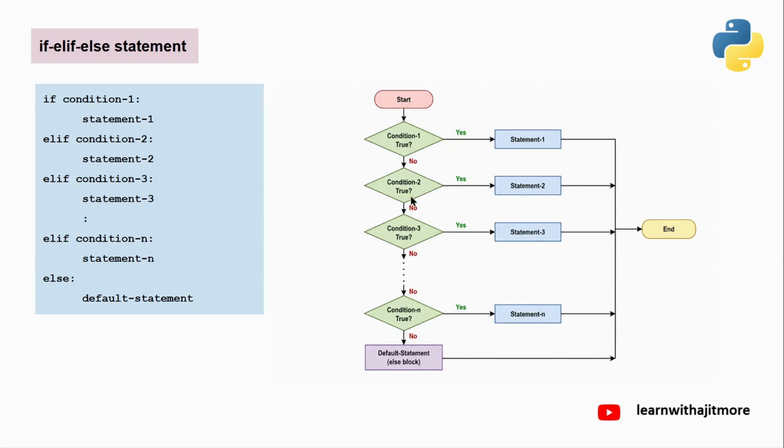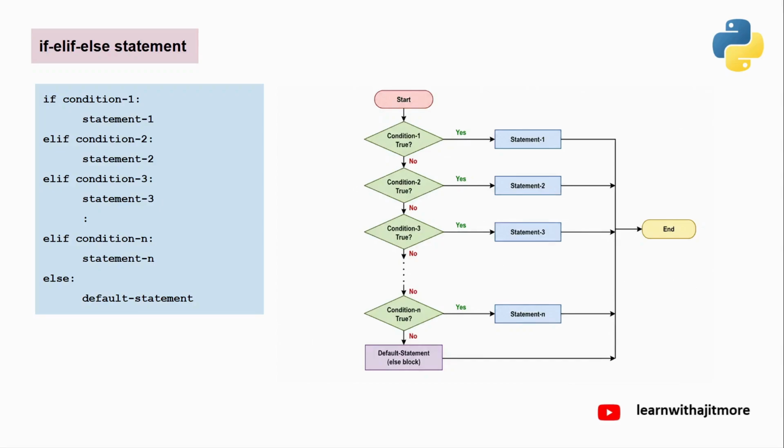False, go and check the next condition. True, statement 2, continue with the remaining code. If the nth condition is also true, then the nth statement; if no, then this default, and after default also the remaining code. Okay, so is the flow chart okay? What I have drawn, if you remember it, draw it the same way. Ultimately it is the same, only while drawing I was showing it horizontally, this is vertical.